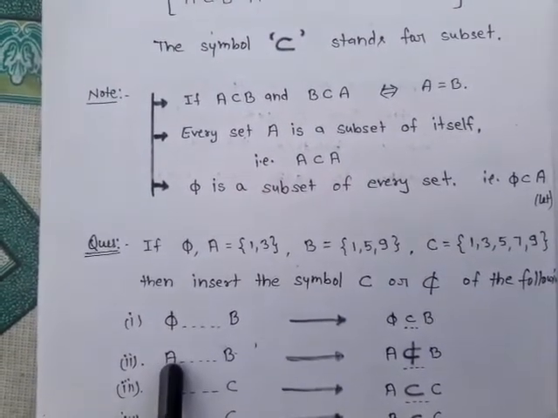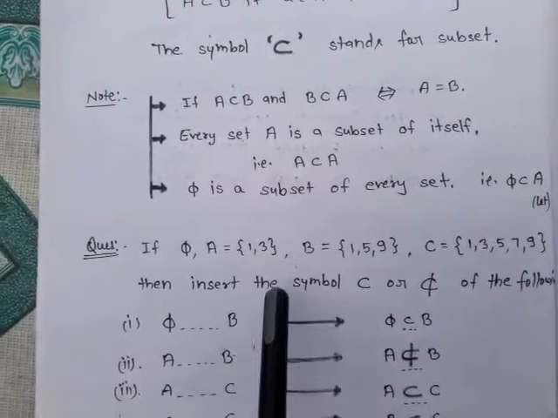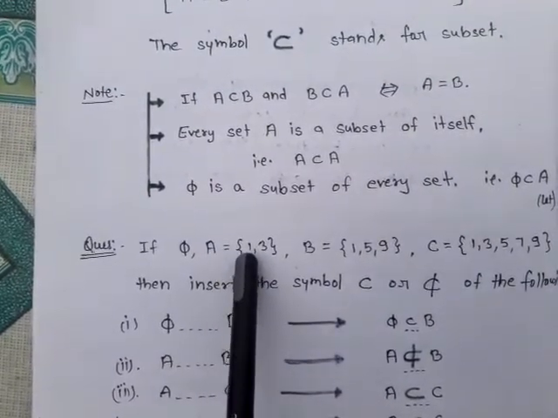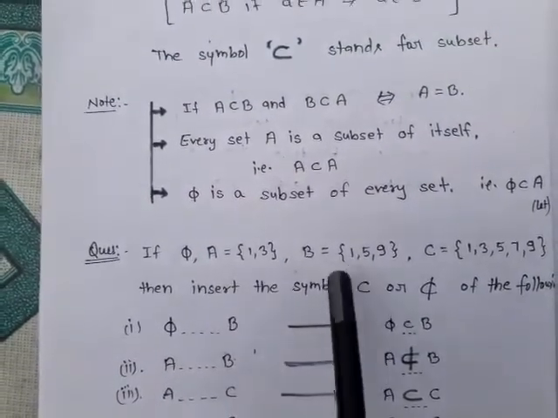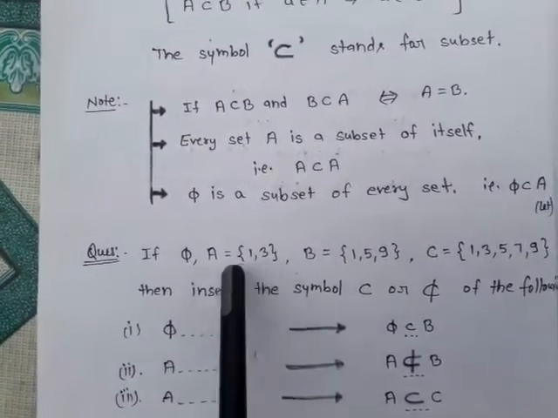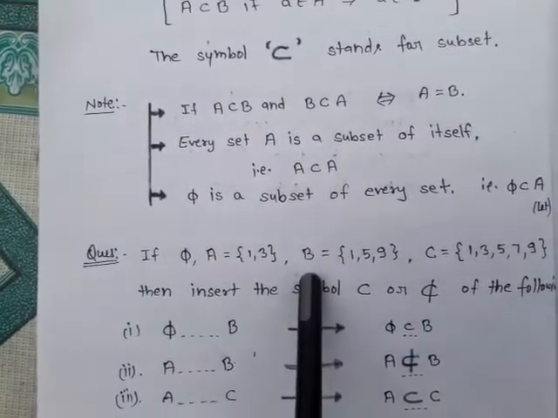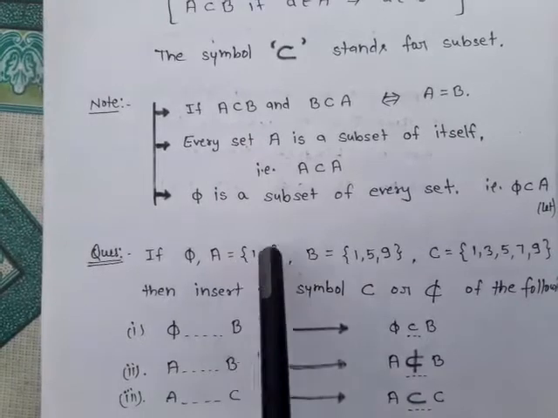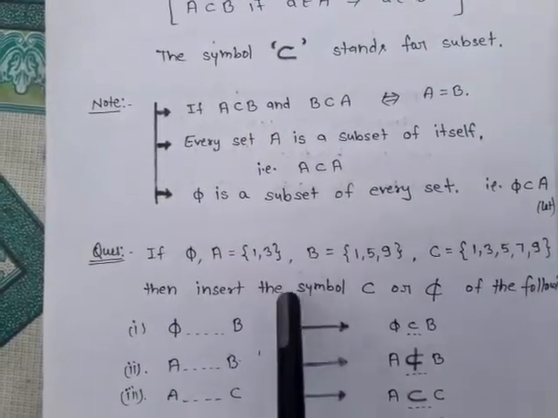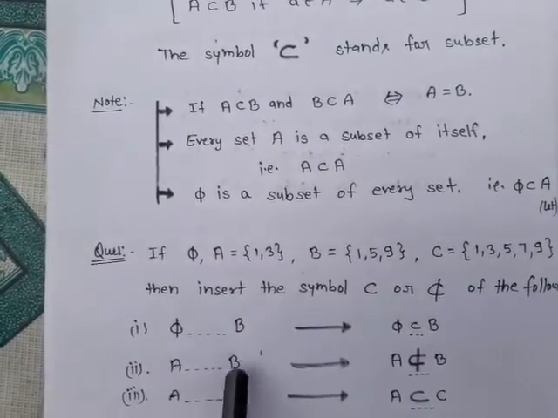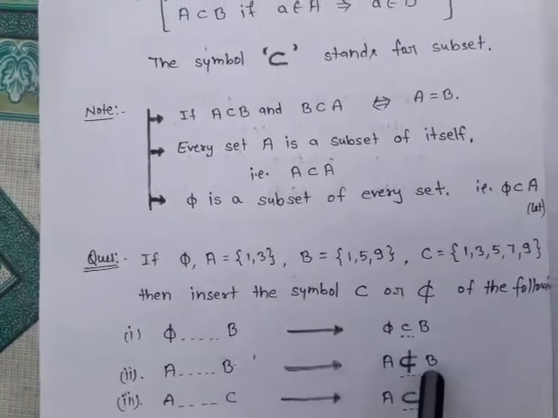Second one is A, fill in the blank, B. Here the elements of A are 1 and 3 and the elements of B are 1, 5, 9. 1 belongs to A, 1 belongs to B. Clear? 3 belongs to A but 3 does not belong to B. Therefore A is not a subset of B.